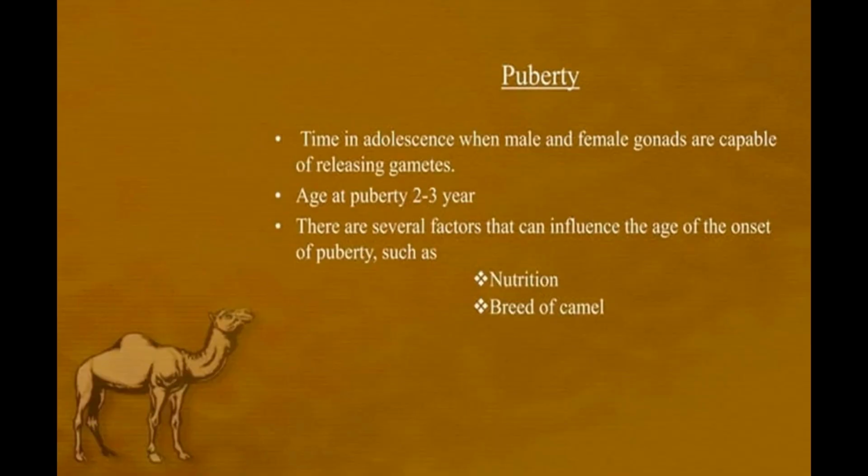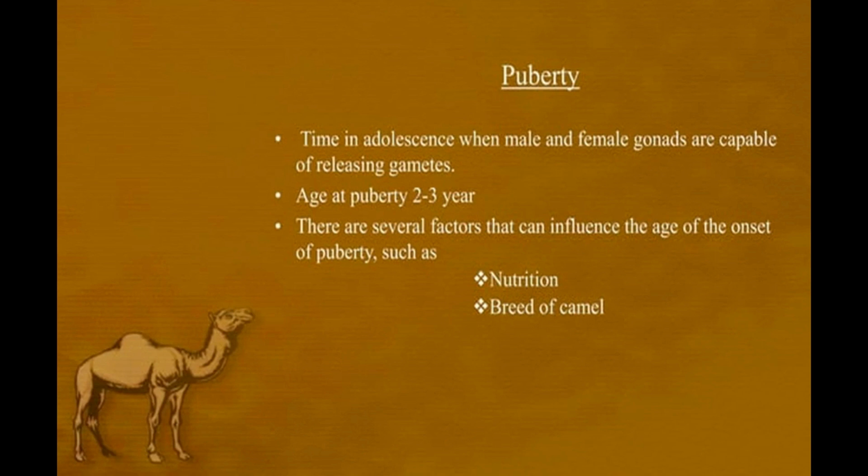So here is puberty. First we should know what puberty is. Puberty is a process of physical changes through which the camel's body matures into an adult body capable of sexual reproduction. It is the time in adolescence when the male and female gonads are capable of releasing gametes, but it is not the age of breeding. This is only the age of puberty.